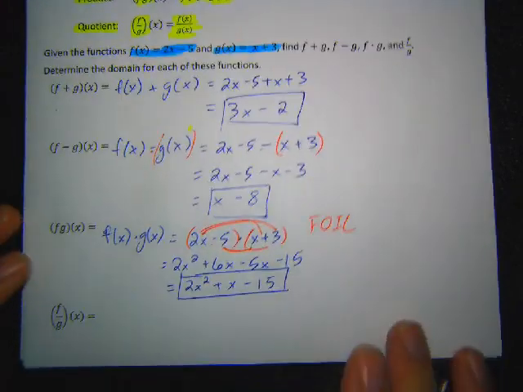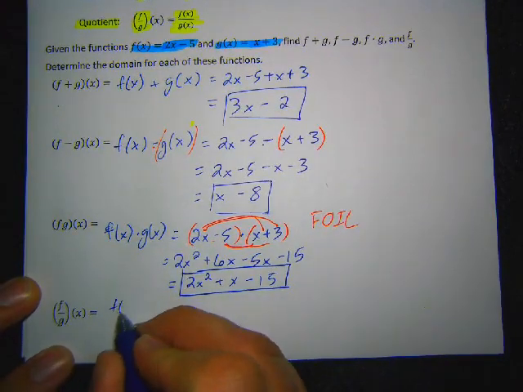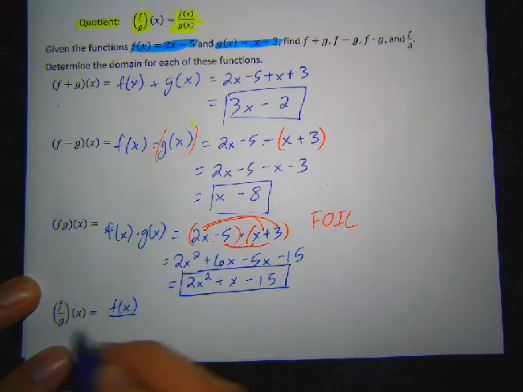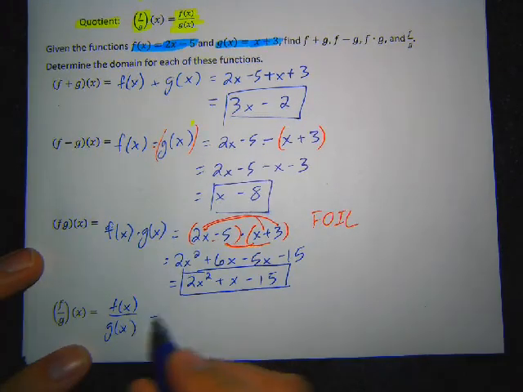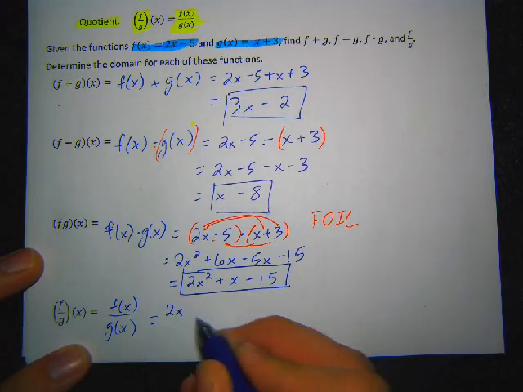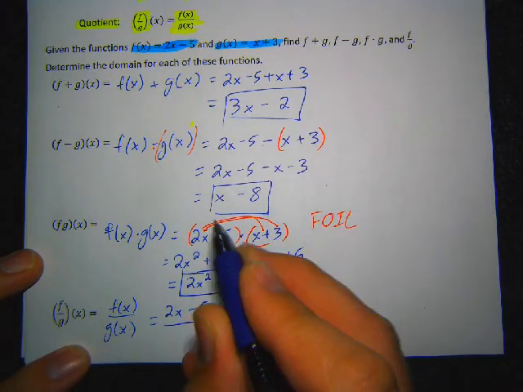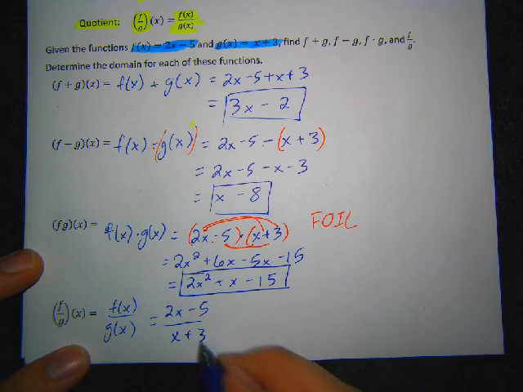Okay, last thing we want to do, the division. So I'm taking f of x, the function on top, divided by g of x, the function on bottom. Again, order matters. Which one you put on top and bottom will definitely matter. Here, f of x is that 2x minus 5. g of x is x plus 3. And we'll put them in a fraction.